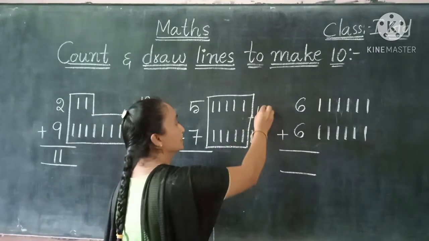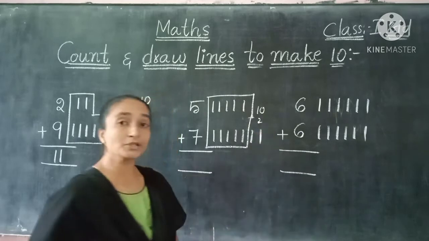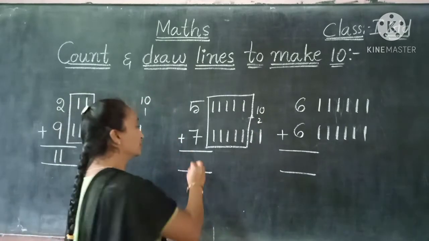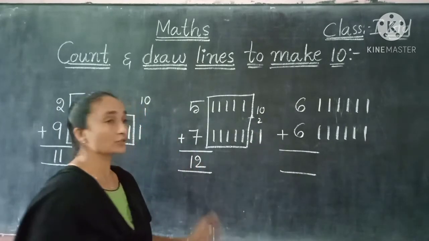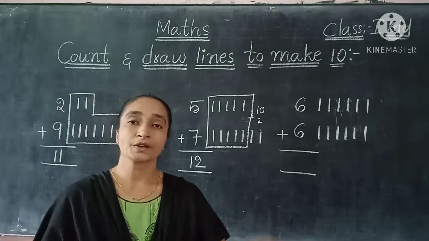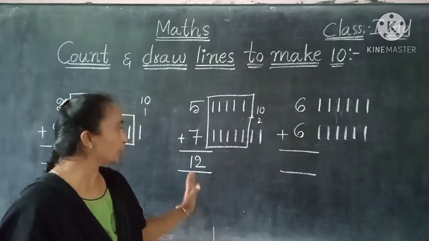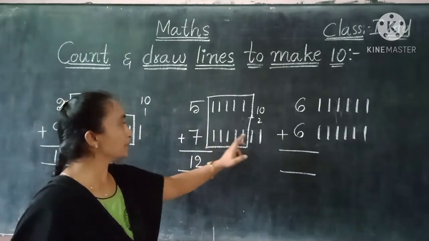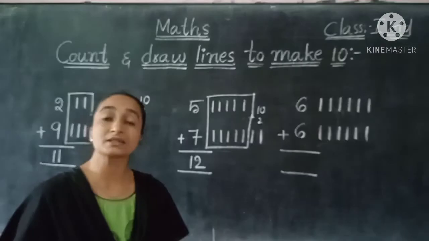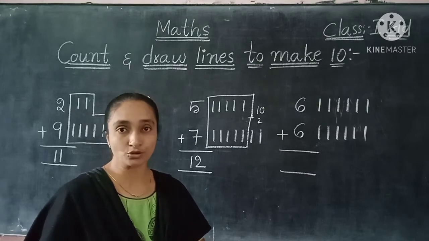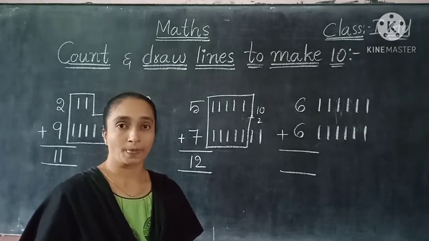So here we have 10 plus 2, 12. So 10 plus 2 is equal to 12. So 5 plus 7 also 12. 5, 7, after that 8, 9, 10, 11, 12. So here we got the same answer. 10 plus 2 also 12, 5 plus 7 also 12.